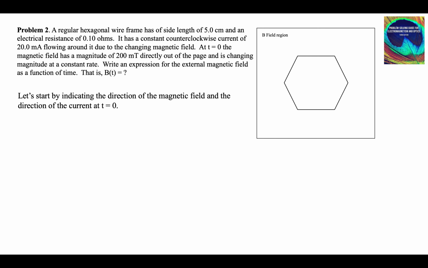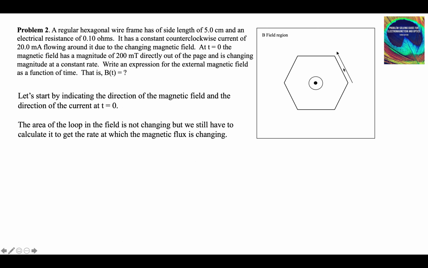Let's start by indicating the direction of the magnetic field at t equals 0. It's out of the page. The current is counterclockwise. Current's going that way. The area of the loop isn't changing, but we have to calculate it because it belongs in the B times A equation.